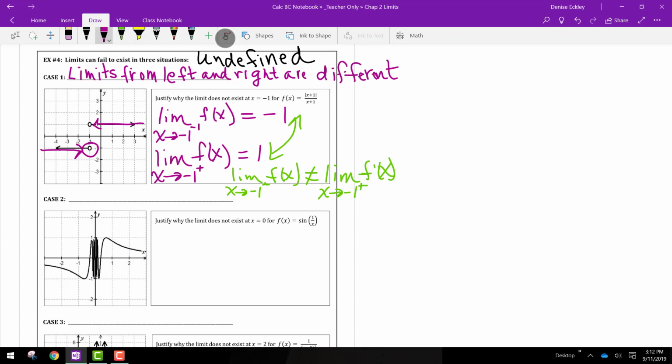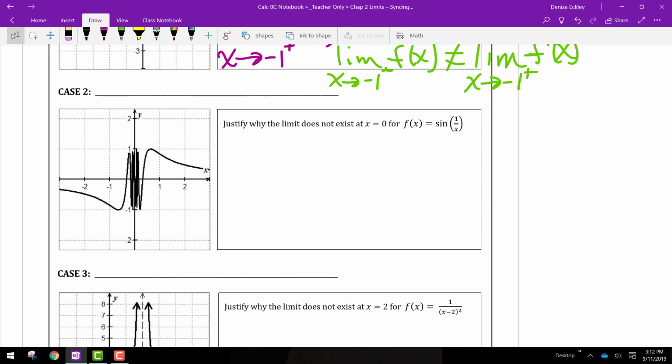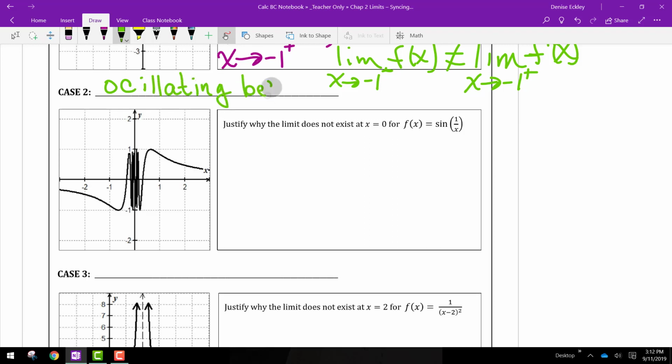Now the second case is, let me make this a little bigger, what's called oscillating behavior. And we're looking at where that behavior happens. The limit exists very nicely away from zero as you get further away. But right here in this section, we're going back and forth and back and forth and back and forth. So we have oscillating behavior. So how do we justify something like that?